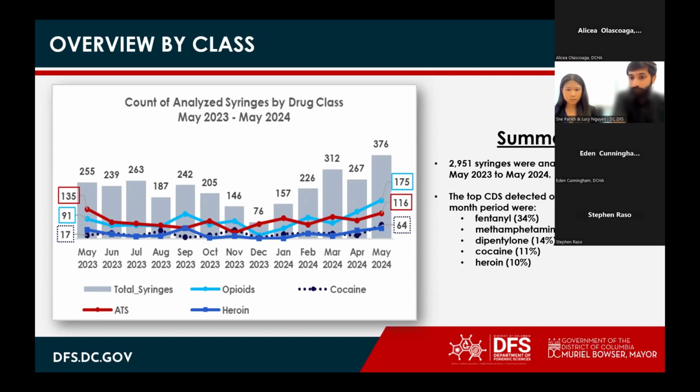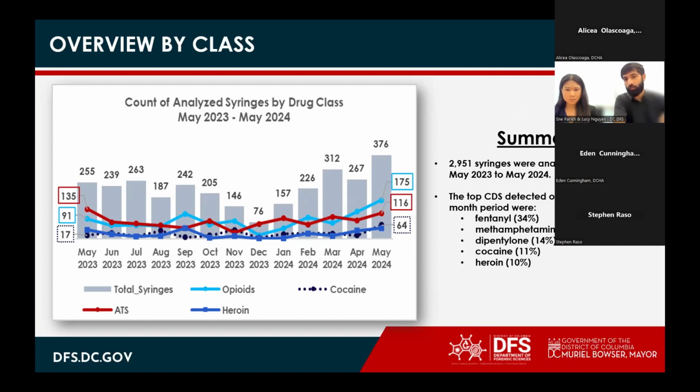The top 5 controlled dangerous substances we detected here were to be expected, I would say, mostly outside of dipentalone. I think that is something that is very novel, that we're seeing dipentalone in 14% of those 2,951 syringes. And I'd also think the prevalence of heroin at 10% is something that's more unique to DC, not necessarily seen across the board. That 10% is slightly higher than average.